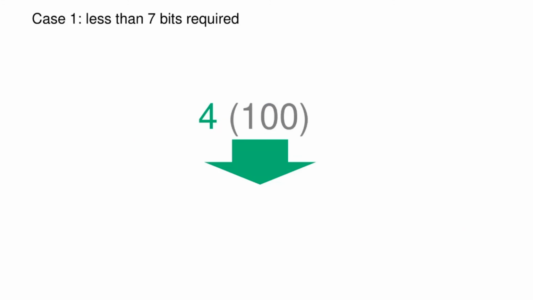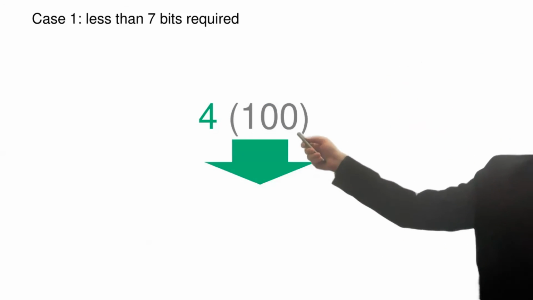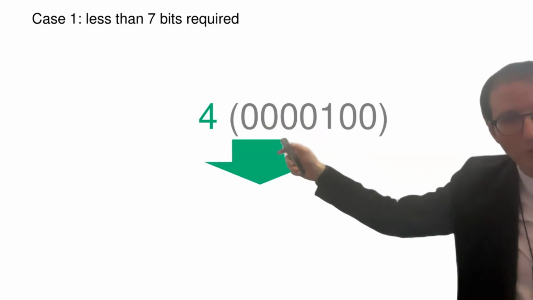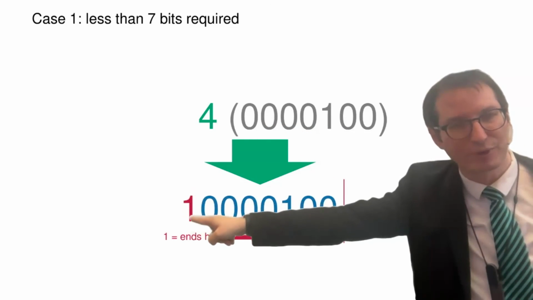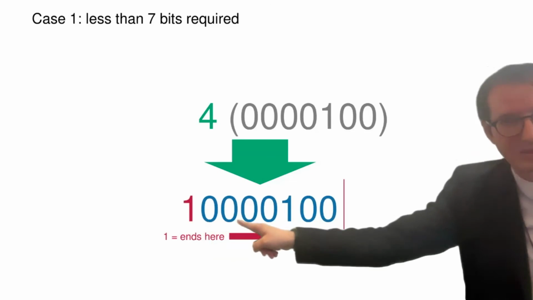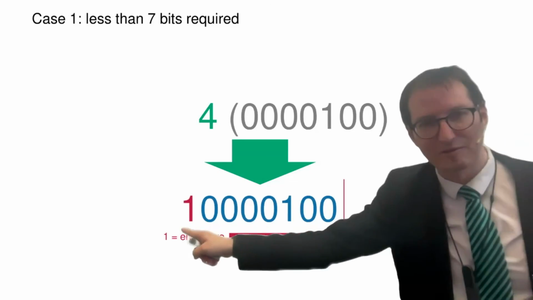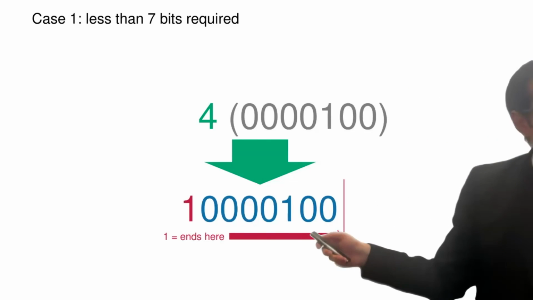So example, we encode the number 4. It has 3 bits. So we pad it with zeros all the way to 7. And we add a 1 in front. The 1 tells us it ends here. This is it, right? So this is the encoding of 4, right? Who is with me? Okay.